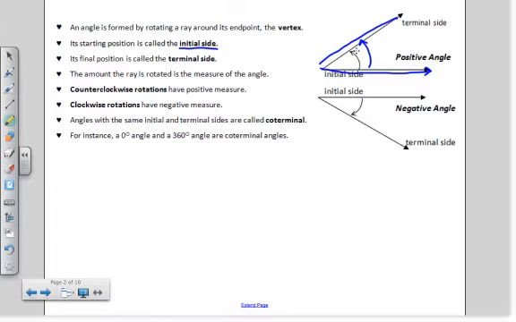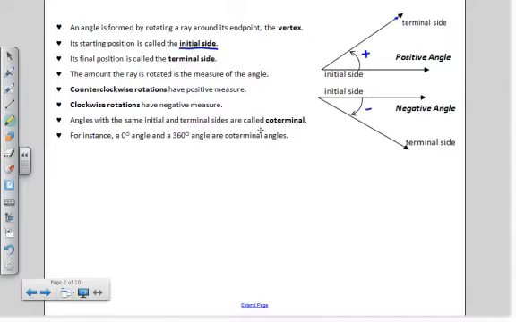Now notice that the top angle is what we call a positive angle, and the bottom angle is a negative angle, and that is because of the direction of the rotation. A positive angle is one where the terminal side rotates in a counterclockwise direction, and a negative angle is one that rotates in a clockwise direction.